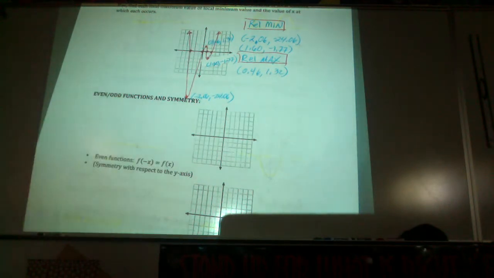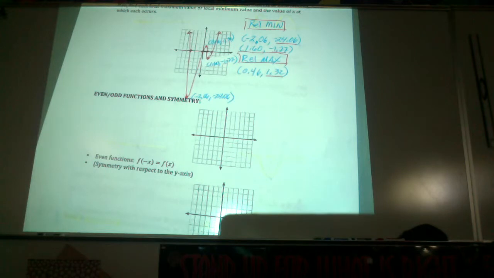You might want to write yourself a note here that relative maximum actually refers to the y value. So technically, this is really your relative maximum, just that y value. Good to go with that?